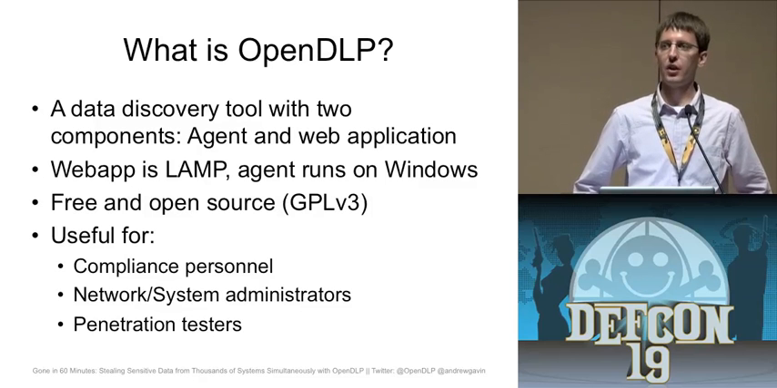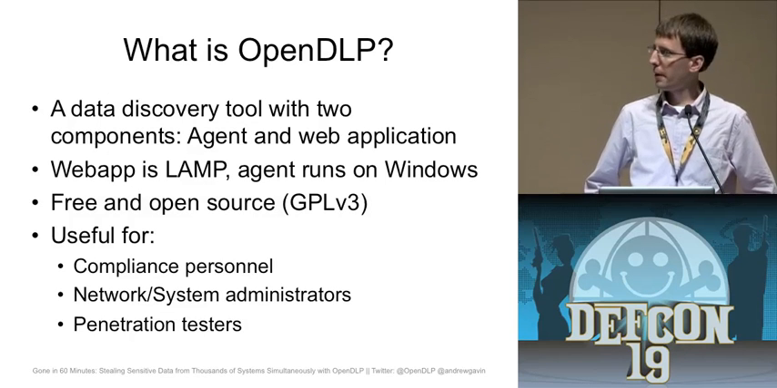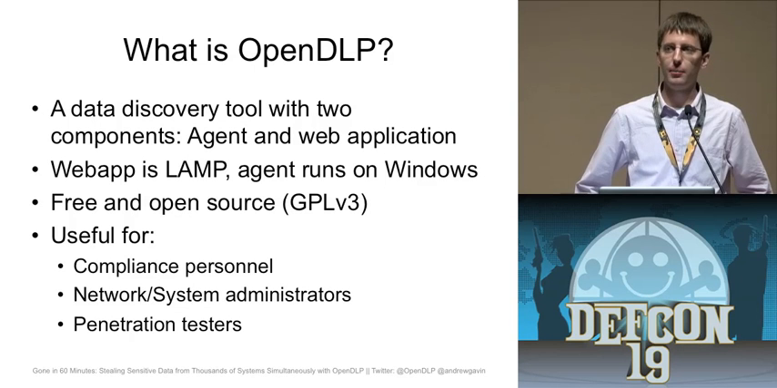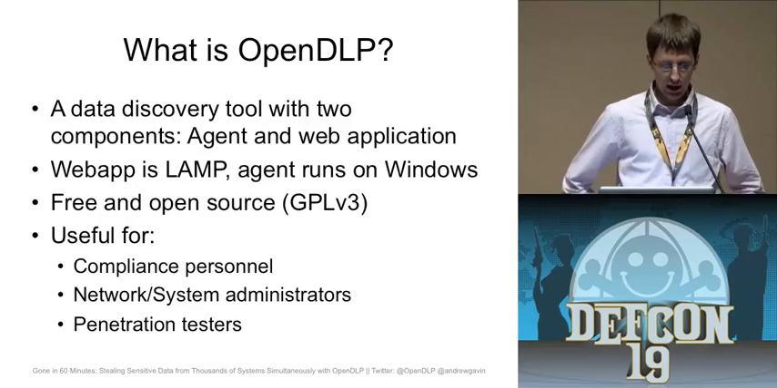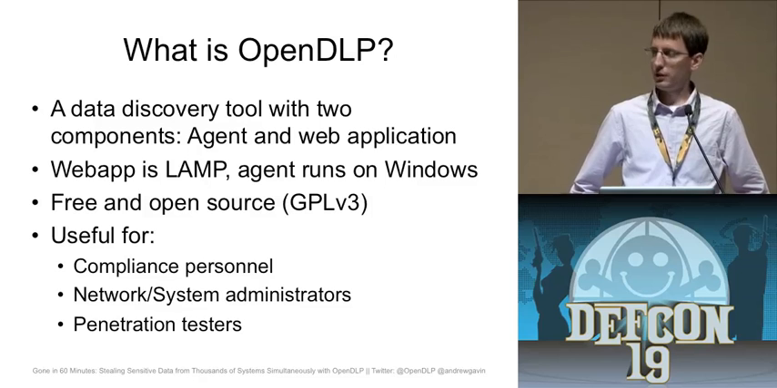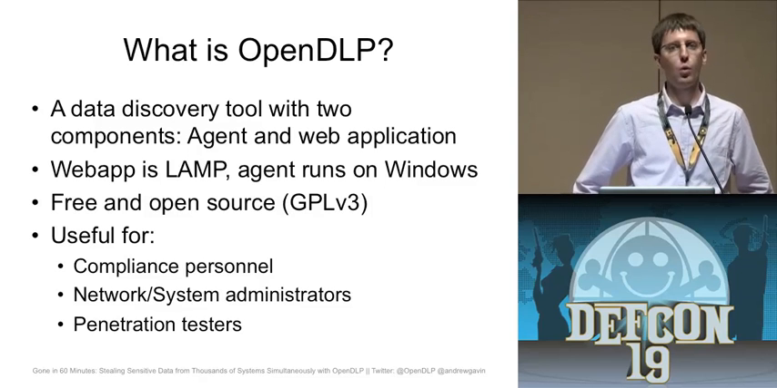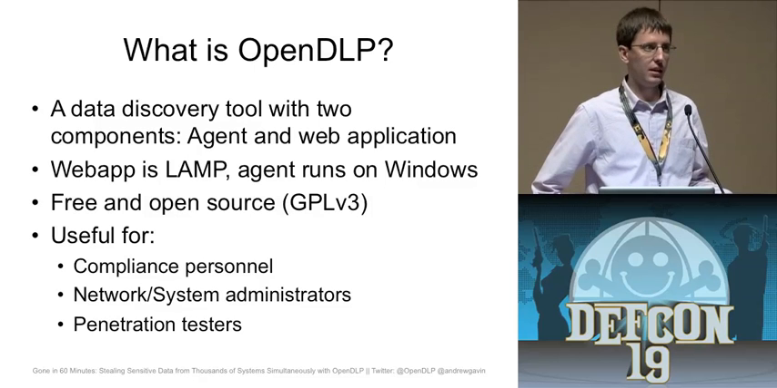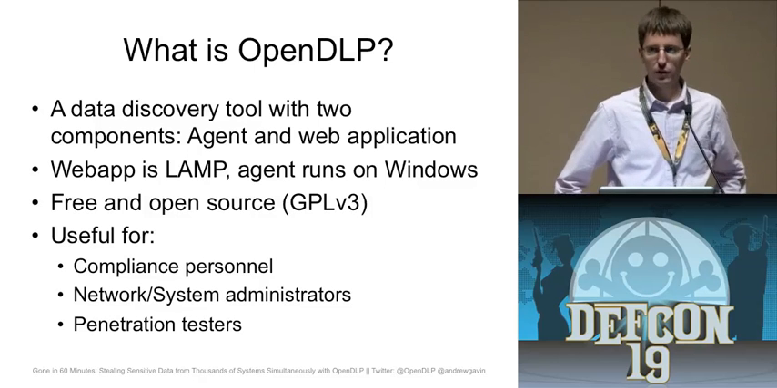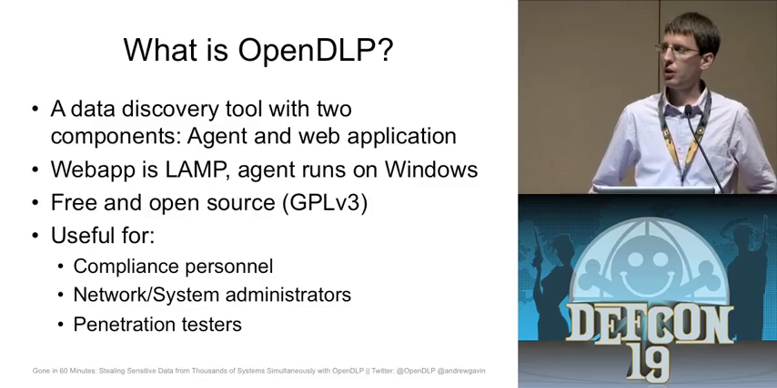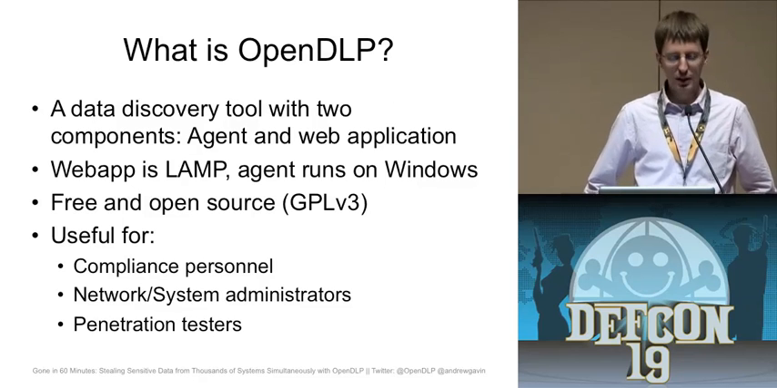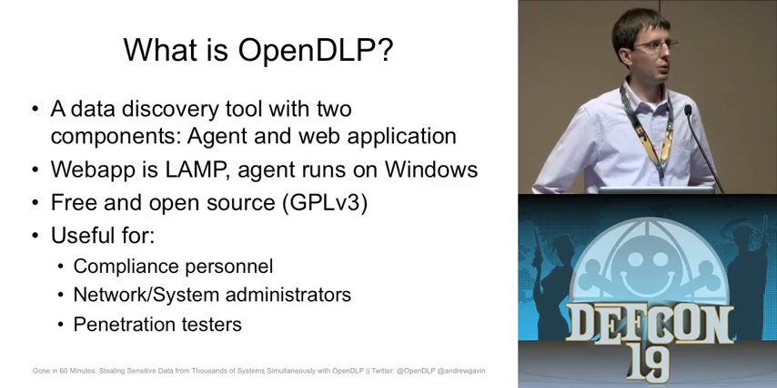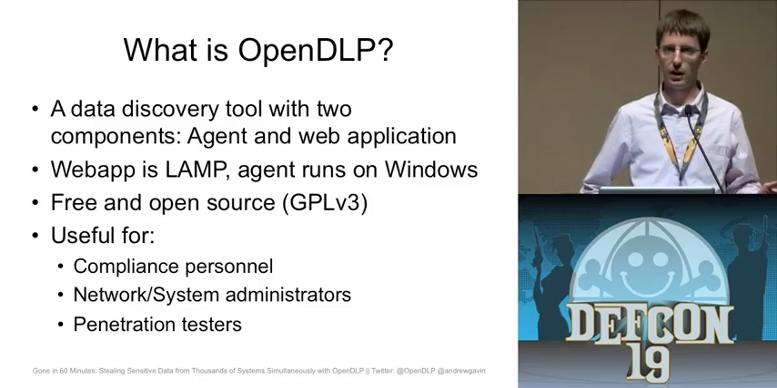So, what is OpenDLP? For those of you who don't know, it is a data discovery tool, and there are 2 components to it. There's a web app that controls everything, and that's on the LAMP stack, so Apache, MySQL, and Perl. And then there's a Windows agent that runs on, obviously, Microsoft Windows. It's open source, released under the GPL version 3, and it is useful for compliance people. So if you're like a PCI guy, you want to find out where your PCI data is, you would want to use this. It's also good for proactive network and system administrators because we all know they are proactive, right?